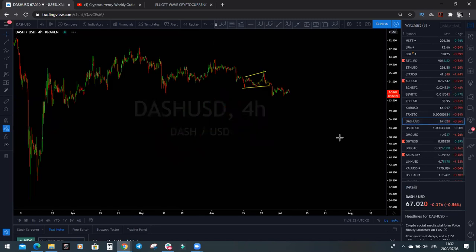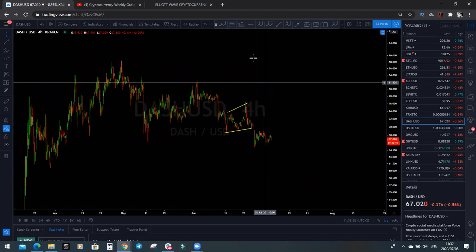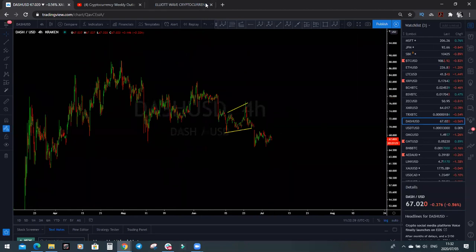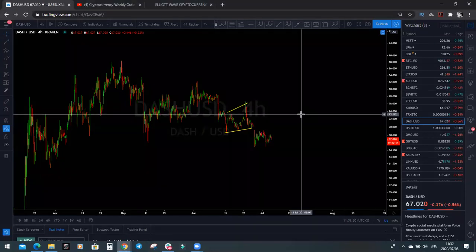Dash, still looking for downside, a clear regular flat, textbook regular flat in this case. On Dash, we're looking for this one to continue lower. Right, so how far will it go? We're looking for this to do a 3-wave structure like this. That's why we're still looking for continuation to the downside on Dash.